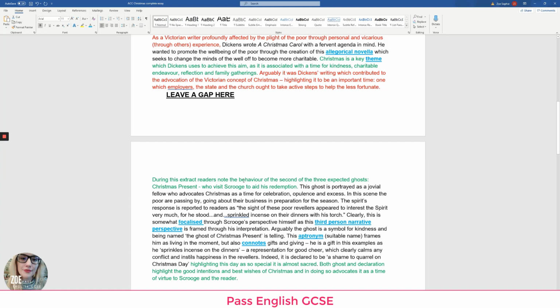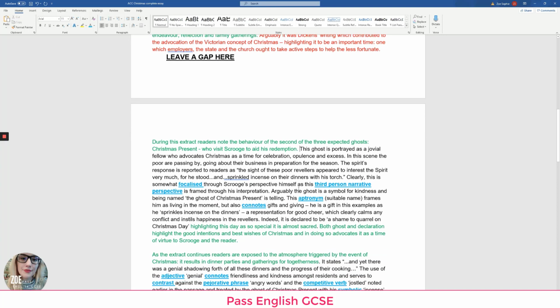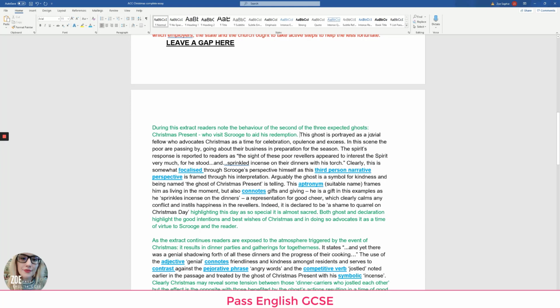During the extract, readers note the behaviour of the second of the three expected ghosts, Christmas Present, who visits Scrooge to aid his redemption. We know this already, but I'm just stating it so the examiner can follow what I'm saying. The ghost is portrayed as a jovial, though it's cheerful fellow, who advocates Christmas as a time for celebration, opulence and excess. Again, you need to know associations of Christmas to write an essay on it.